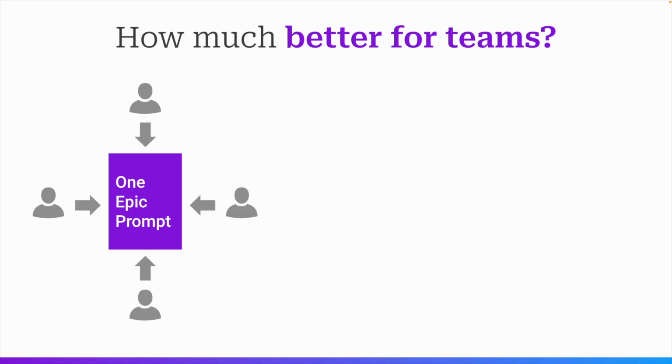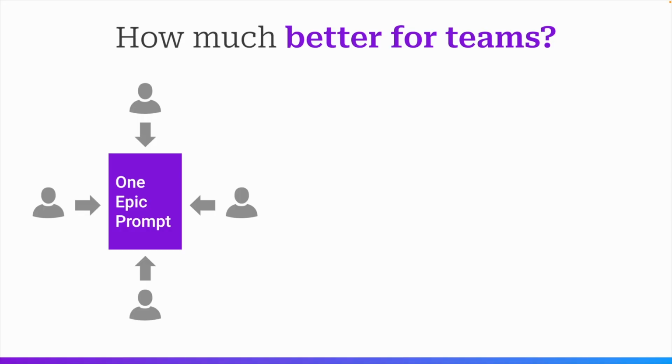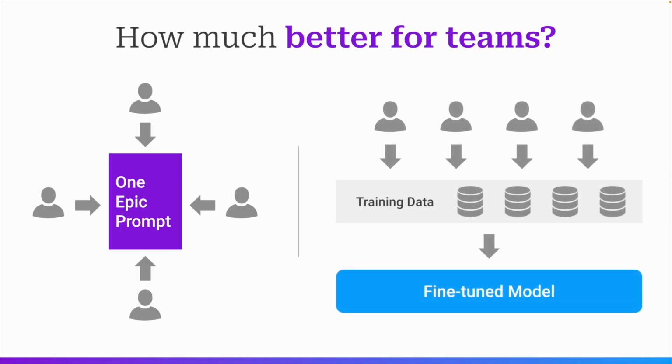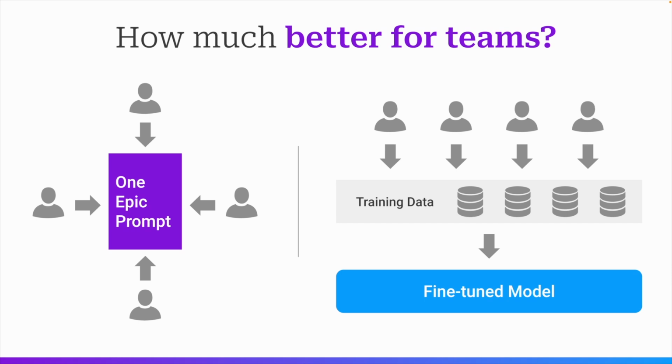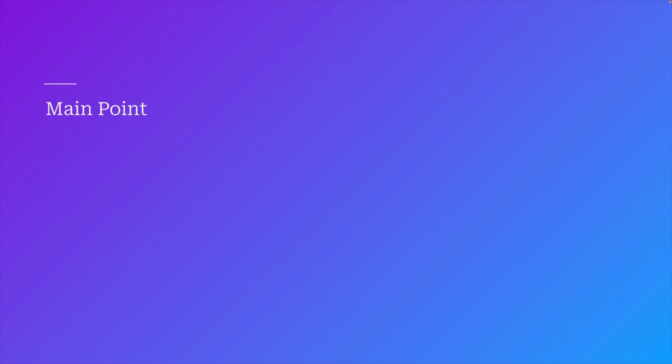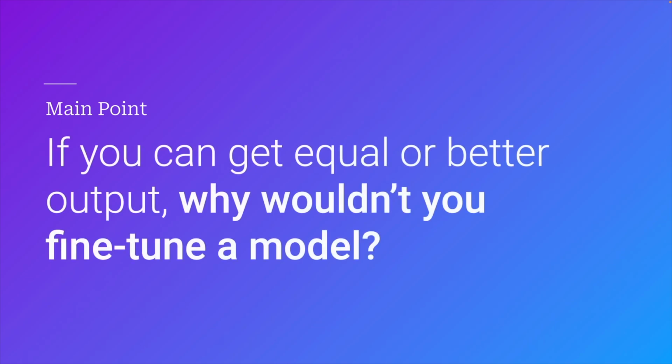Now let's talk about collaborating as a team, right? Because none of us work in a vacuum. We work with other people. Imagine a GitHub repo. You have one file. Your whole code base is just one file. That's like your epic prompt. Well, with fine-tuning, now you can have multiple files like we're used to, where developers can work on this section of code or that section of code. But we're not talking about code, we're talking about training examples. So your training data is this layer that your team can work on and add to and edit and improve, and then that feeds into the fine-tuned model. So the main point is, if you can get equal or better output, why wouldn't you fine-tune a model?